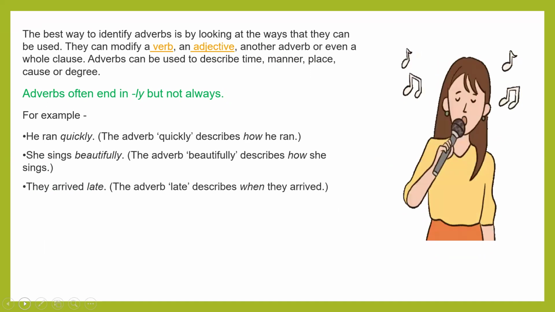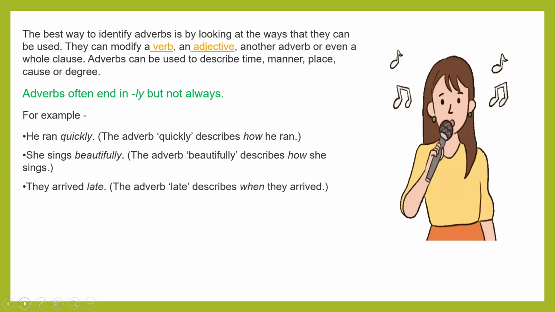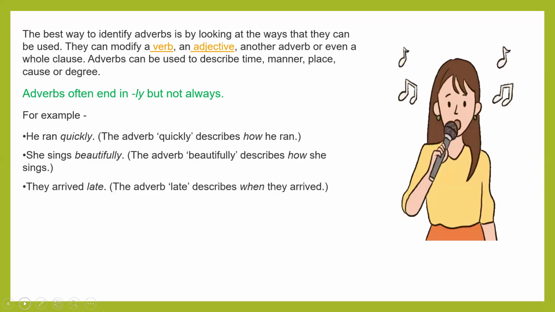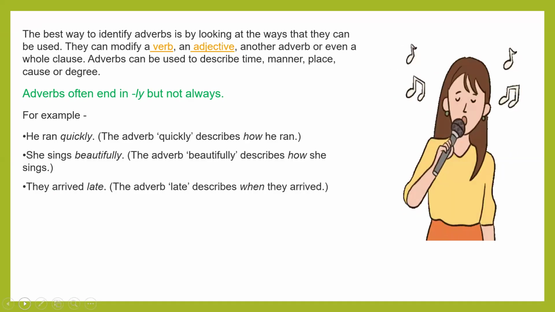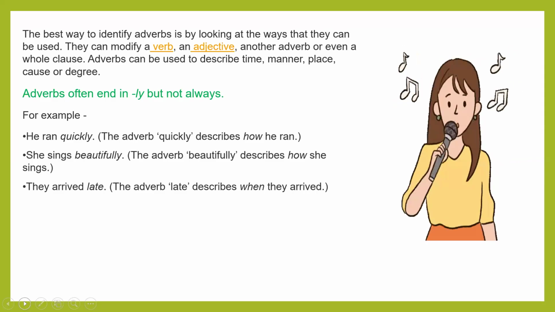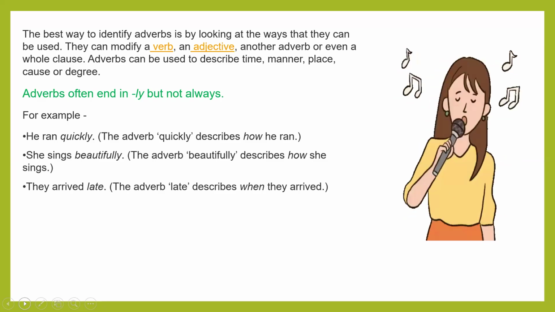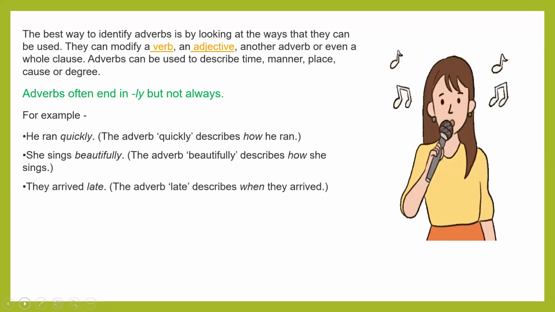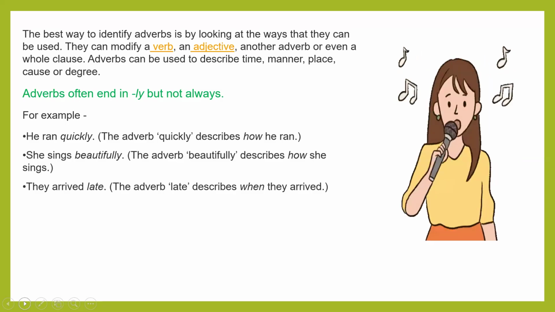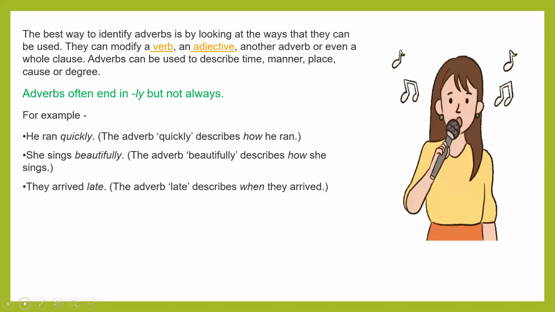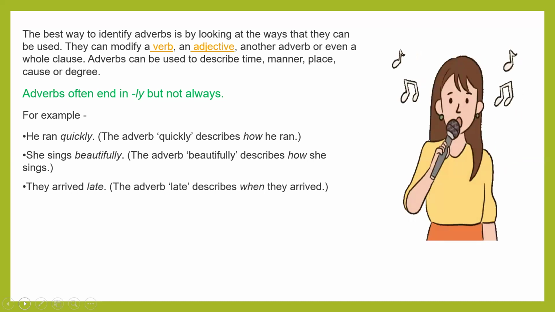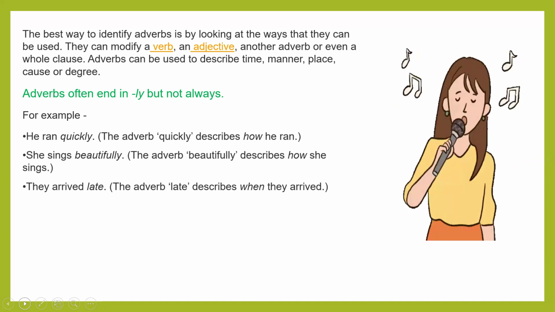Adverbs often end in -ly, but not always. This point should be noted. For example, he ran quickly. Here, ran is the verb and quickly is the adverb modifying ran. The adverb quickly describes how he ran. She sings beautifully. The adverb beautifully describes how she sings. They arrive late. The adverb late describes when they arrived.